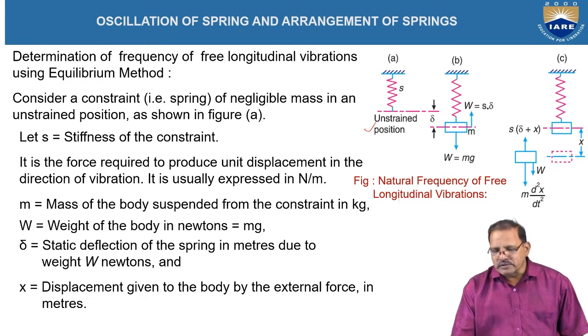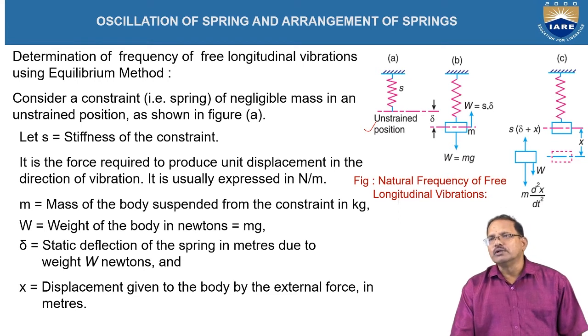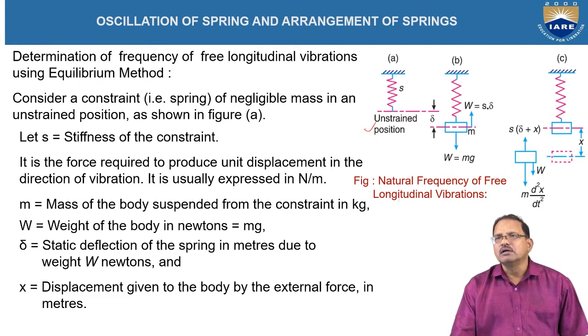The spring is attached with a body having weight W, which is equal to M into G, acting vertically downward. Because of its weight, the length of the spring elongates. Assume delta is representing static deflection because it comes to equilibrium position, and hence W is equal to S into delta.